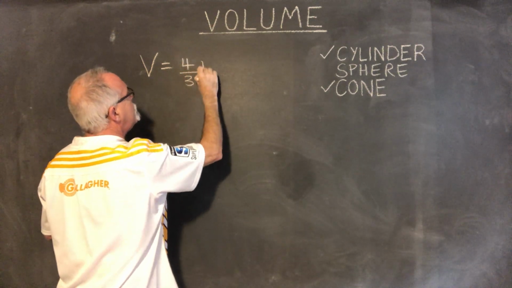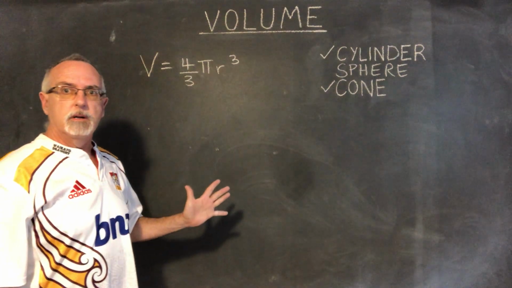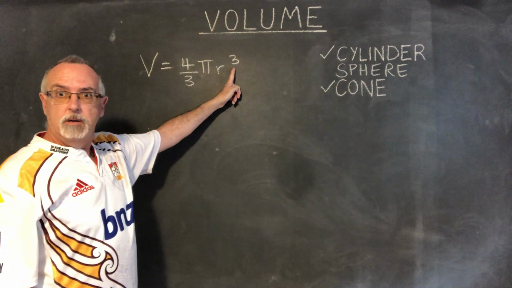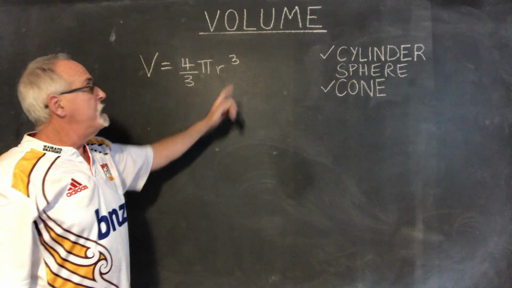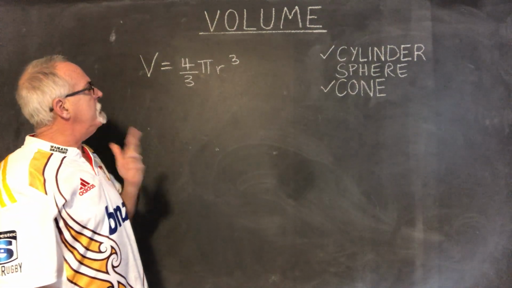I'm going to put the formula for the volume of the sphere, which is volume equals 4/3 pi r cubed. And we have encountered a formula where r is cubed. Cool. And it is cool.